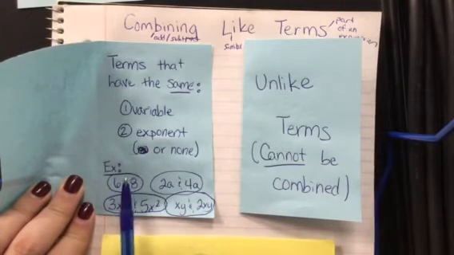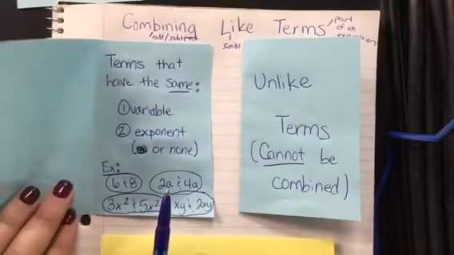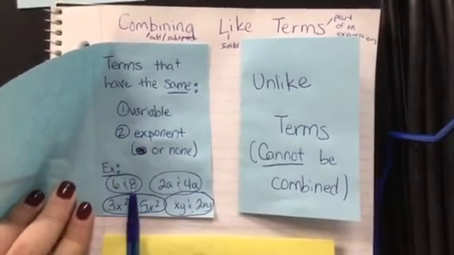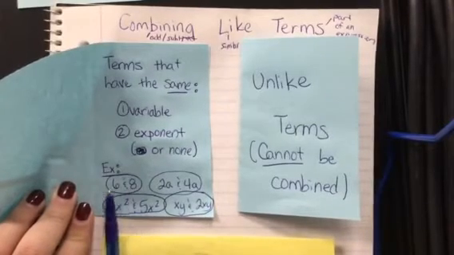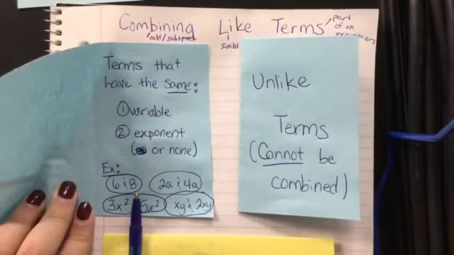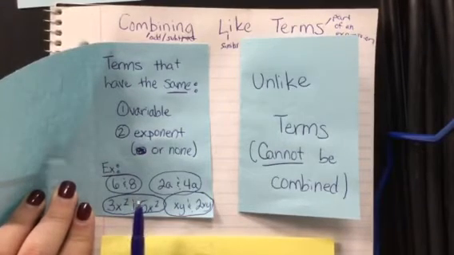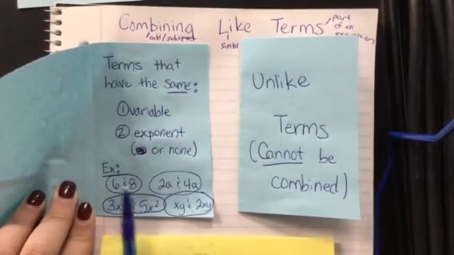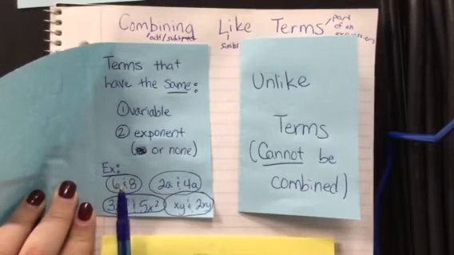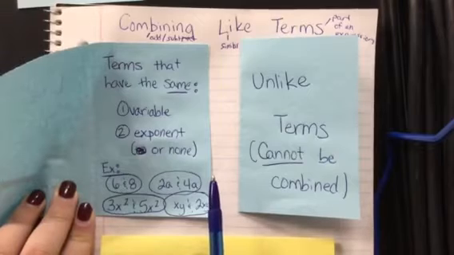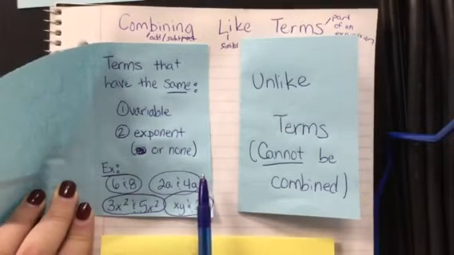If you look below, we have some examples of some like terms that we could combine together. 6 and 8 are like terms. We called those constants yesterday because they have no variable and no exponent. Do you know how to add 6 and 8? Yeah. You know how to do that, so you can.